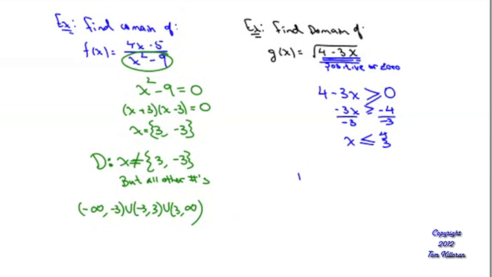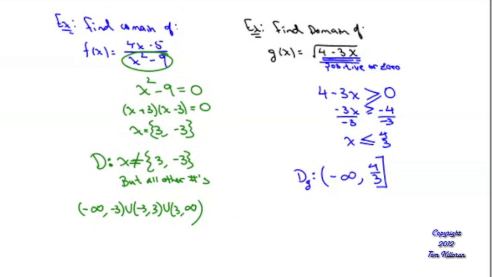So the domain on this g function, I'm going to write it this way, so we don't get confused with that one over there. The domain on the g function starts when, interval notation-wise? Smallest number possible. Negative infinity, all the way up to 4/3. What kind of symbol goes next to it? Bracket, because it stops right there, because it is equals. And there's your domain of your g function.